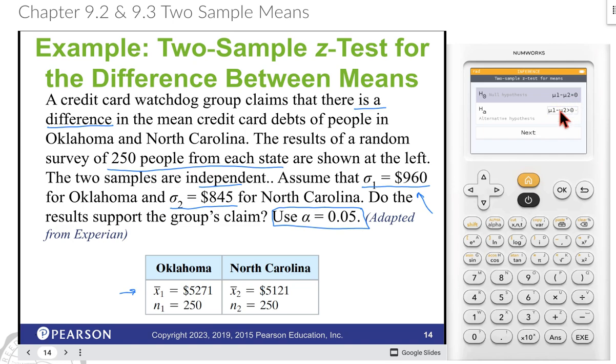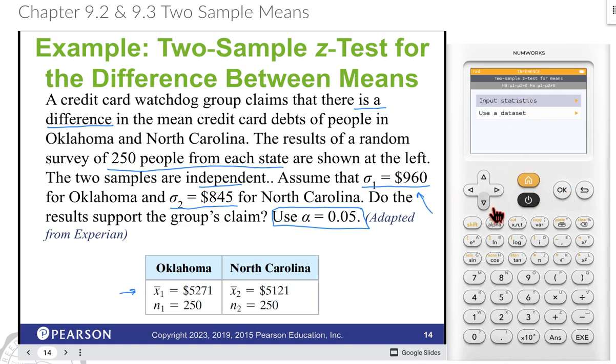And so we set up this, the null hypothesis always starts with mean 1 minus mean 2 is 0. And so then this one is where we come and we find, now since this question does not say greater than, it does not say less than, it's just saying that there is a difference. That is going to mean that our alternative is going to be not equal to 0, which gives us a two-tailed test. Okay, so it's going to be a two-tailed test.